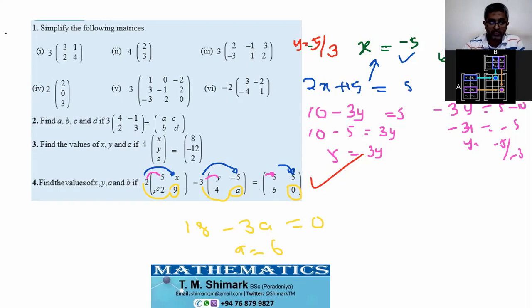B. So B is, what is that? Minus 4, right? 4 into minus 2, 2 into 2 is minus 4. And then minus 12 equals to B, right? Yeah, B is minus 16, correct.